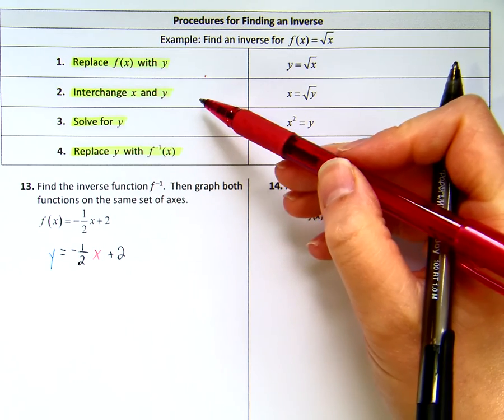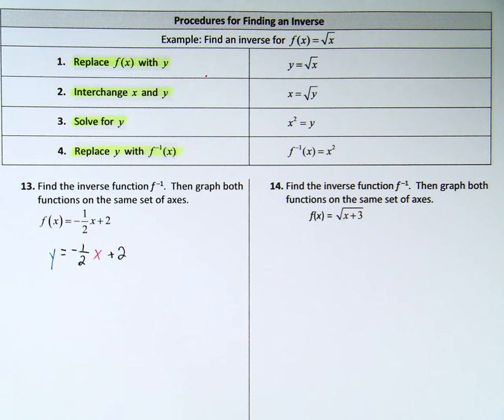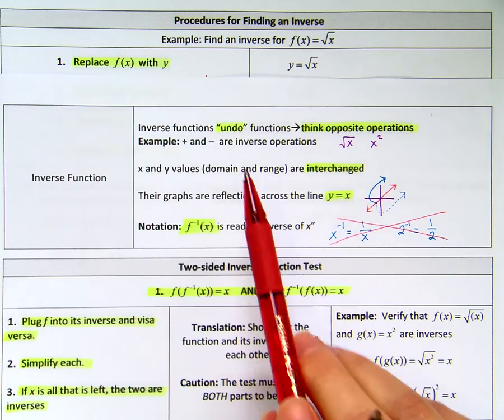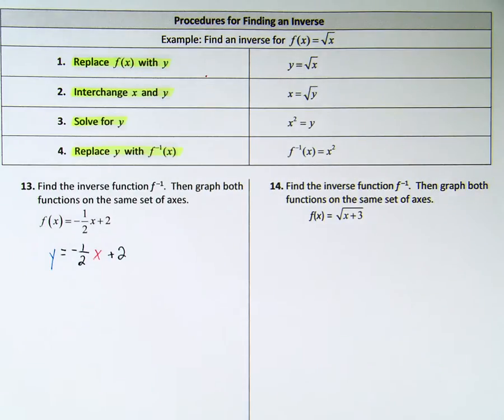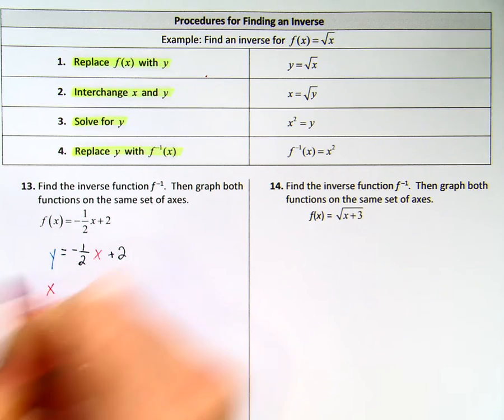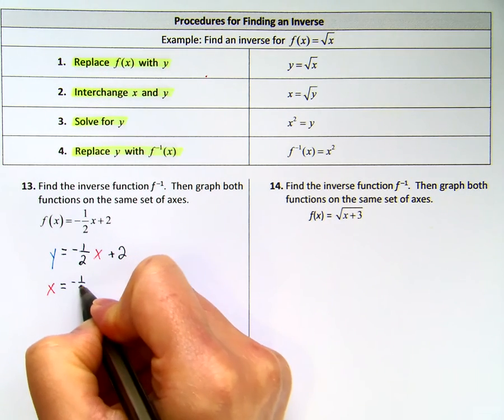Step 2 says to interchange the x and the y values. Recall from our definition of a function that the x and y values, the domain and range values, are in fact interchanged. So it makes sense that to find our inverse, we need to switch those values. So the x moves to the y place, and the y moves to the x place.